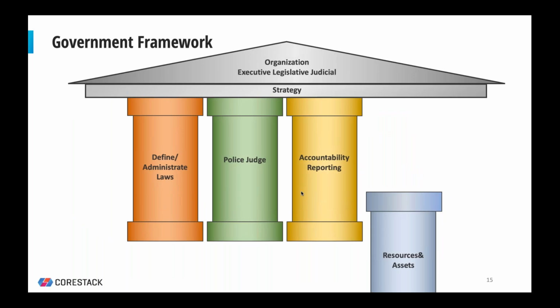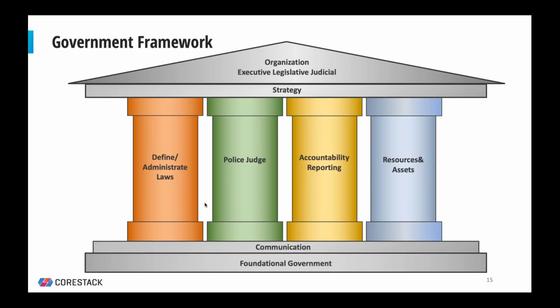So we look at a governance framework. It's really similar to our government in that you have your executive and legislature, you have your organization, your high level office, you have your overall strategy, and then from a resource and infrastructure standpoint, what governance does is define the laws, then police those laws. Then there's accountability and reporting. So who's making violations or having violations? How are we policing? And then the fourth bucket is around assets, resources, shared resources.